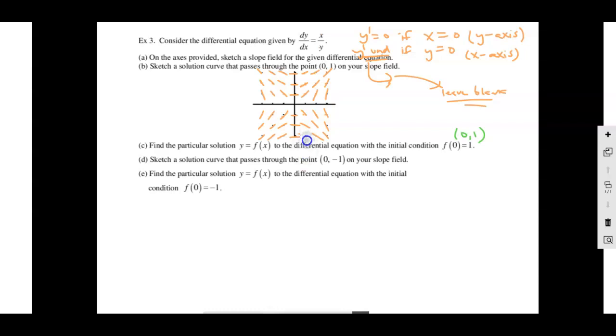Let's see if I can fix this one because it's bothering me now. Okay, yeah, it didn't really do anything.